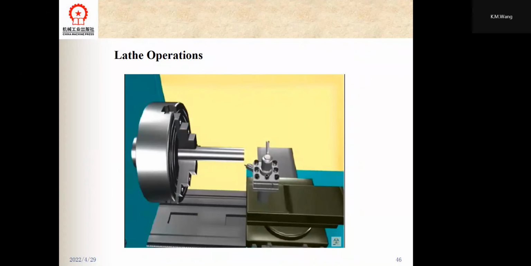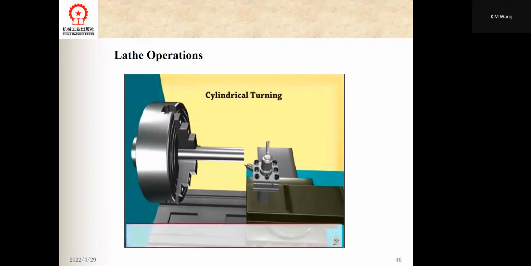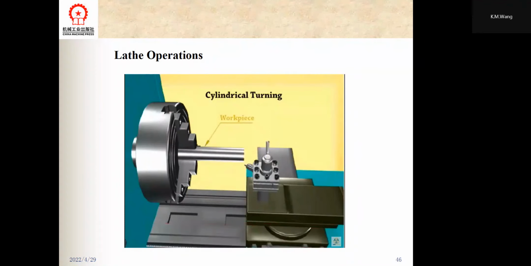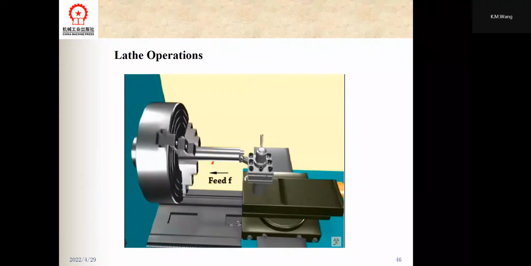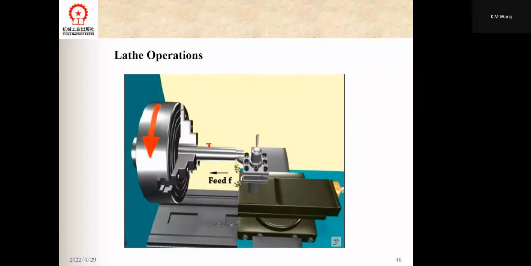Turning operation. In this video, we will discuss the turning operation of the lathe. Turning is the machining operation in which excess material is removed by rotating the workpiece against a cutting tool. Depth of cut.